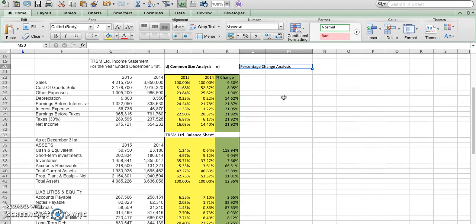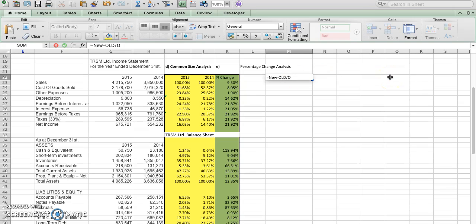What is percentage change analysis? What does it mean? For this one, I want you to remember one thing. Remember this formula. I learned this from a finance professor, and it's something that you will use for a very long time. New minus old divided by old. So just get rid of the equation right here. New minus old divided by old. This is all we use for percentage change analysis.